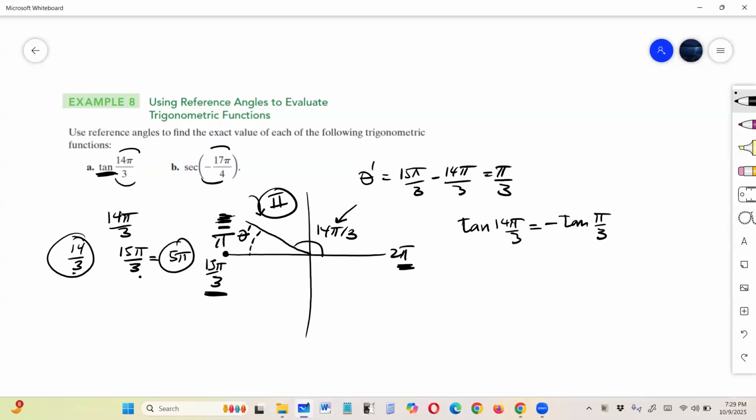Professor, I'm never going to remember this. That's okay. If you don't remember, this is what you can do. You get an angle in the second quadrant. What's an angle in the second quadrant? 100 degrees.